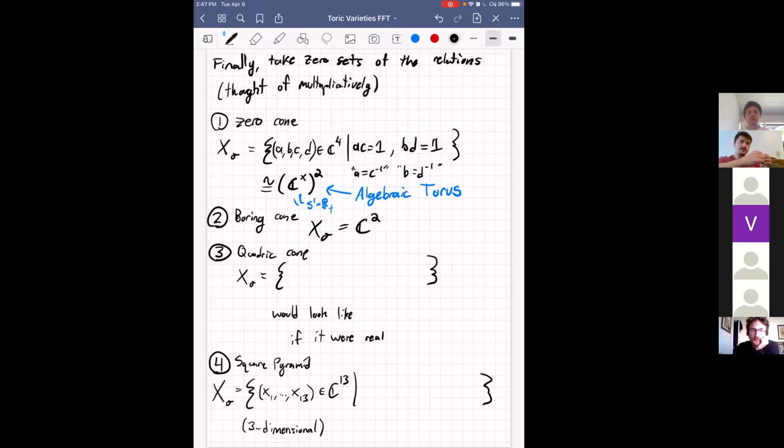Okay, and so the next one, the quadric cone, is the set of A, B, and C in C^3 such that B squared equals AC. So if I'm drawing X sigma, the way that I would draw it is like this.